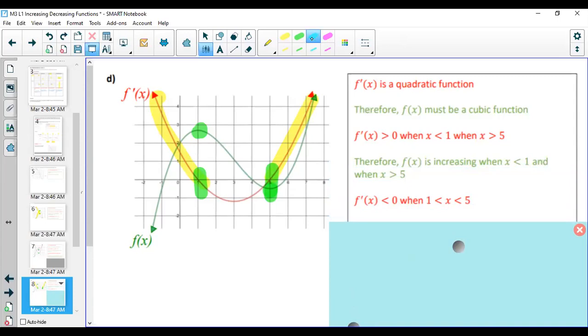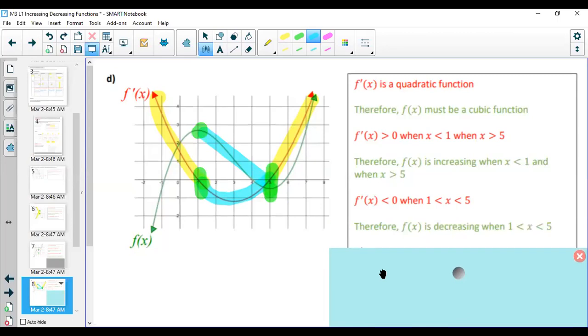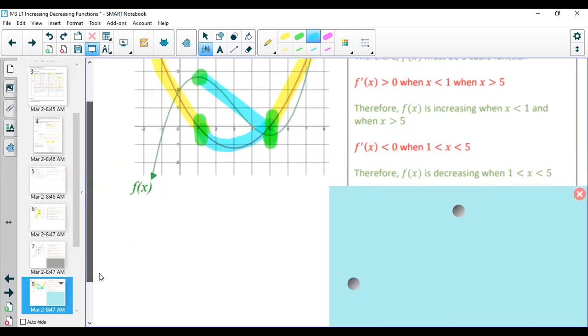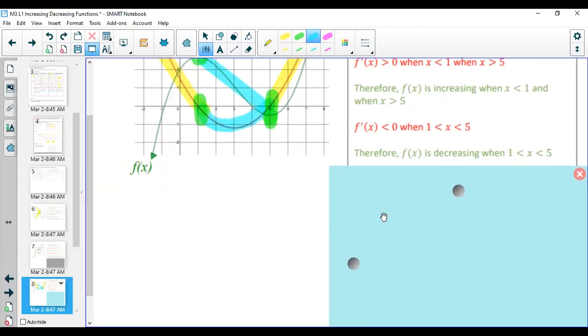The derivative is below the x-axis in between 1 and 5. You'll notice that in that interval, if I highlight that on the original function, we know that f of x is decreasing in that interval. So yet another example that sticks to our curve sketching rules.